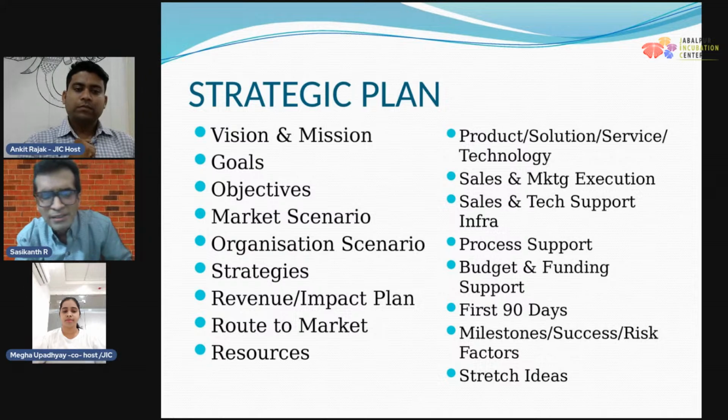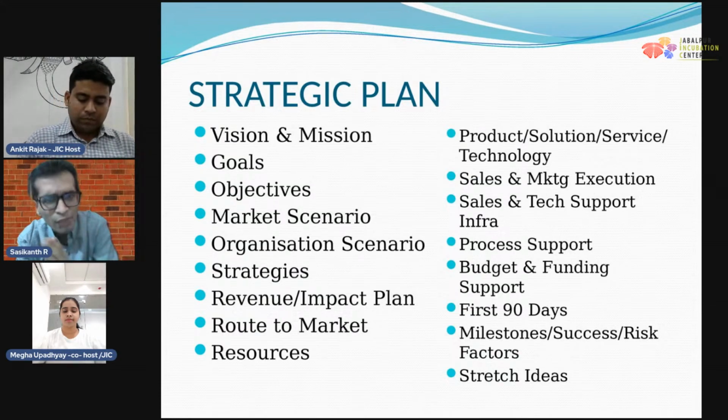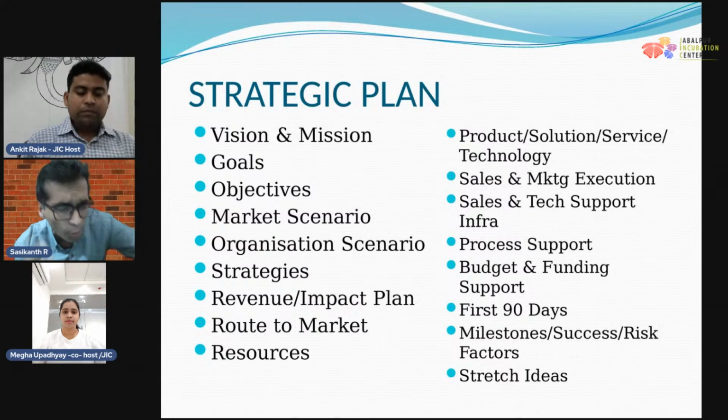Then coming to the strategies. Now, having defined the overall objectives, we need to have a strategy for each department that will help us in achieving those goals and objectives. For example, let's say we need to have 10 enterprise customers in the first year. Now, to have those 10 enterprise customers, what should be our sales strategy? What should be our people strategy? How many people will we need here? How many salespeople will we need? How many marketing people will we need? What kind of marketing strategy do we need to have? What kind of territory strategy?